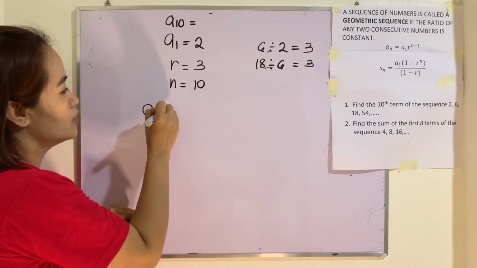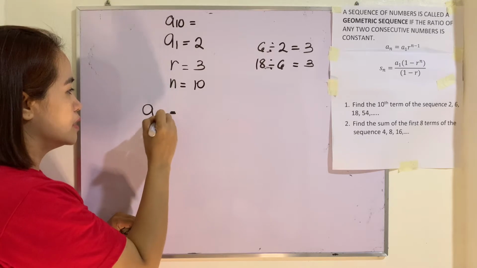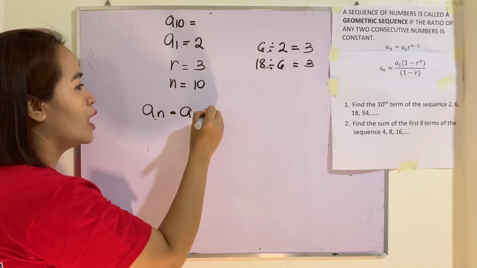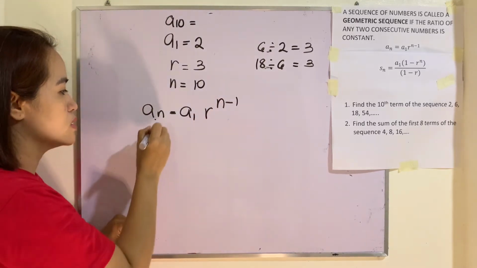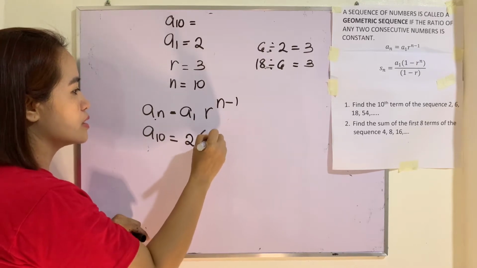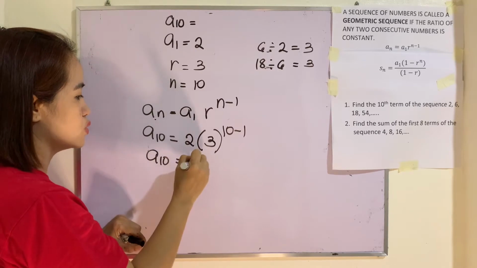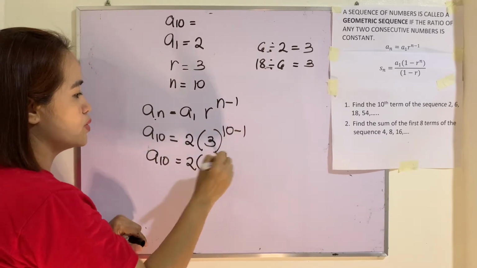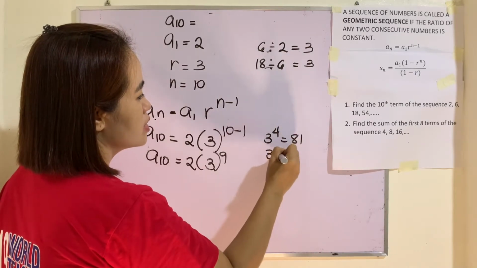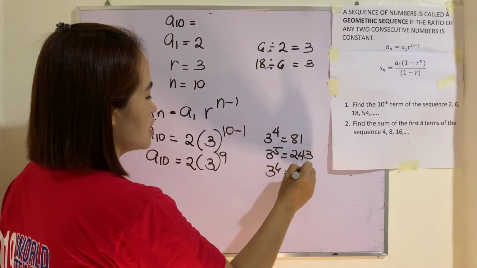We are now ready to solve for a sub 10. We will be using the formula a sub n equals a sub 1 r raised to n minus 1. So this is a sub 10 equals 2, this is 3, 10 minus 1. So a sub 10 is equal to 2 times 3 raised to 9. 3 raised to 4 is 81. 3 raised to 5 is 243. 3 raised to 6 is 729.